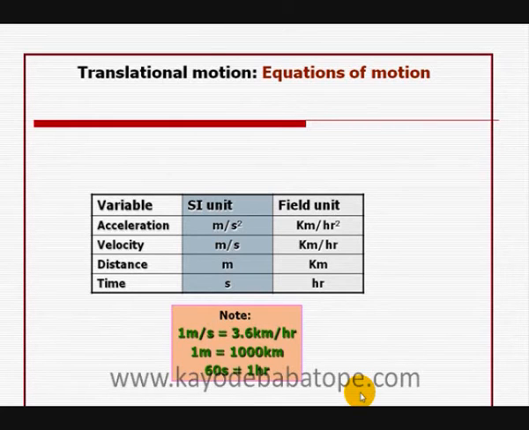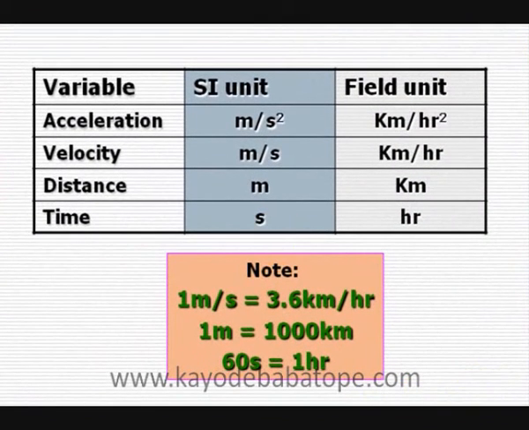Now, some important points you should know about units of the parameters that define translational motion. You still remember that we said translational motion is defined by 4 parameters: acceleration, velocity, distance, and time. In SI units, acceleration is measured in meters per second squared. Velocity is measured in meters per second. Distance is measured in meters, and time is measured in seconds. But on the field, for field units and for practical purposes, acceleration is measured in kilometer per hour squared, velocity in kilometer per hour, distance in kilometer, and time in hours.